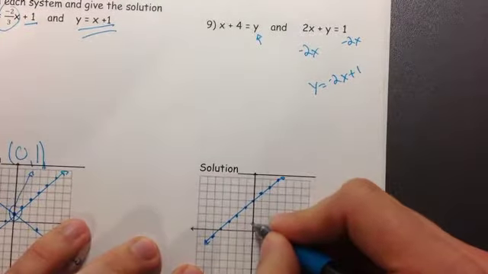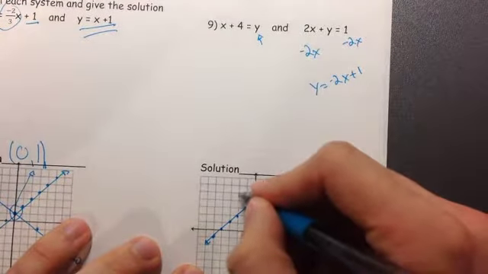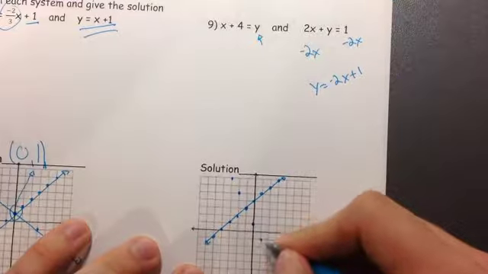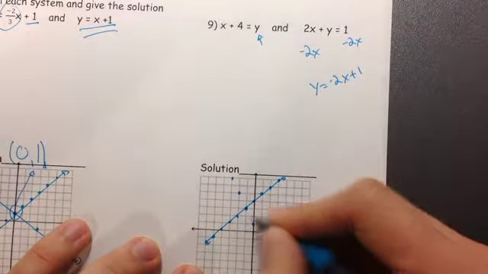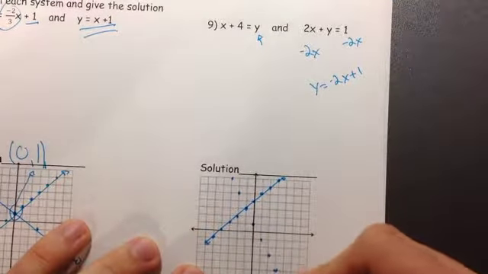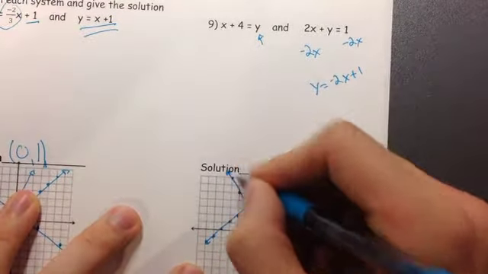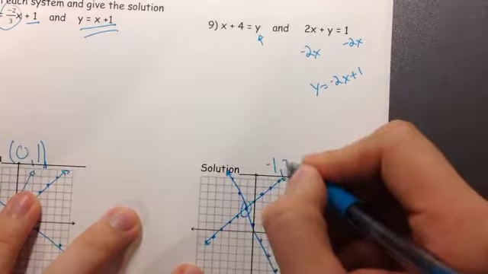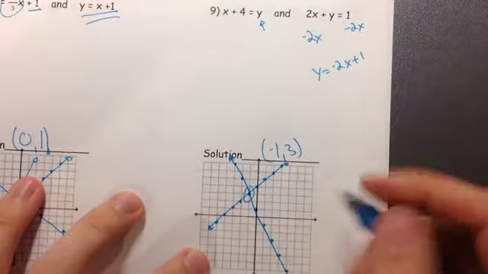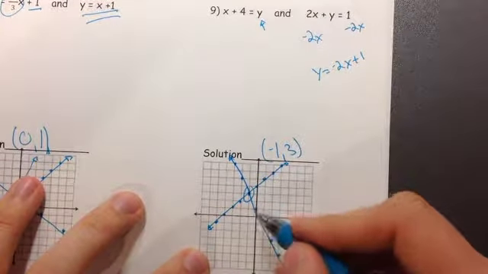So I've got y solved for. I've got a slope of negative 2. Notice it's going to cross back behind the lines, so you're going to want to get all those points. Get some nice points in there. Get your solution looking real good. Again, negative 1, positive 3 is that point of intersection.